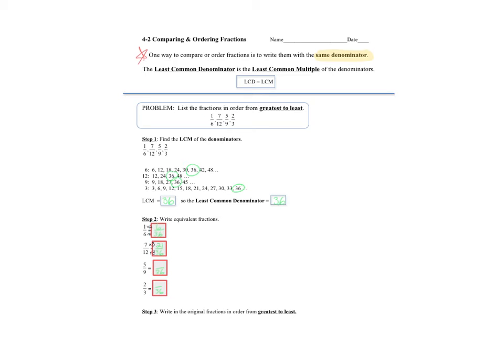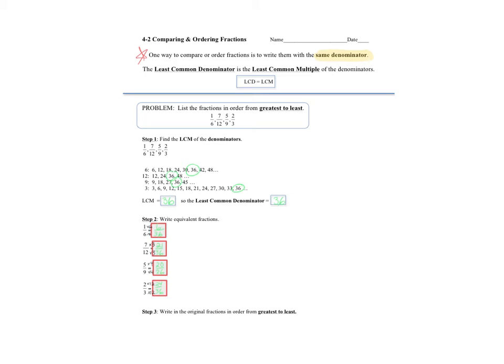5/9, 9 turns into 36 by multiplying by 4. So therefore at the top we've got to do the same. Take that 5 and multiply it by 4. So 5/9 is the same as 20/36. And last but not least, my 2/3. My 3 turns into 36 by multiplying by 12. So therefore I got to do the very same thing to the top. 2 times 12 is 24.